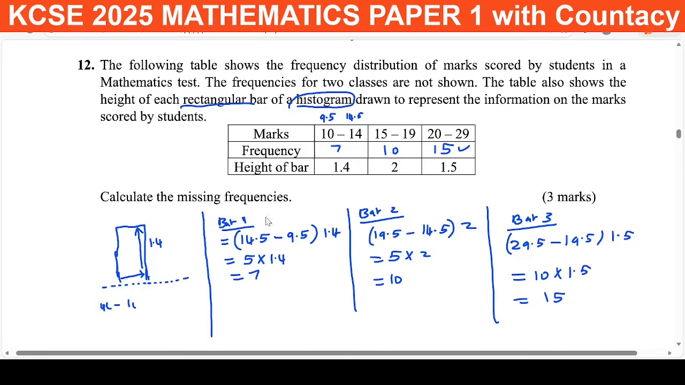So here you see that you are finding the lower limit, upper limit, lower limit, upper limit. You can always go ahead and do 14 minus 10, that's 4, and you simply add 1 to get 5. Then 5 times 1.4 is 7. Same case with this one: 19 minus 15, that's 4 plus 1, 5. 5 times 2 is 10. Same case with this one: the difference here is 9 plus 1, which is 10. 10 multiplied by 1.5 is 15.